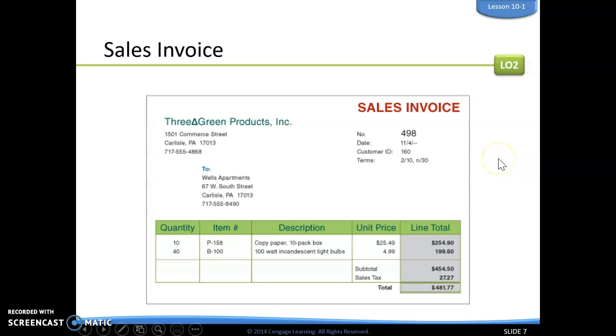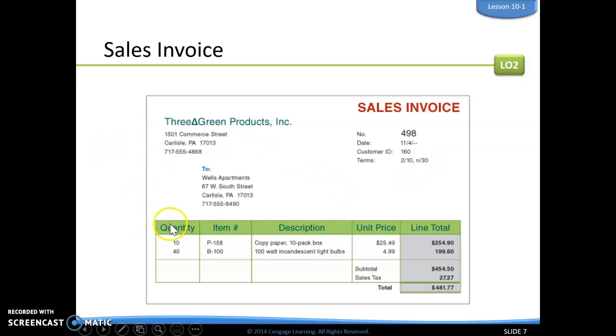So most of the time when we have an accounts receivable thing happen here, or a customer buys from us, it's going to be off of a sales invoice. So it has the information on here. This is our company, 3 Green Products. We have the sales invoice, the date, customer ID, so that customer number, and then terms of sale, if we remember that 2/10, so 2% discount if it's paid within 10 days, it's due in 30 days.